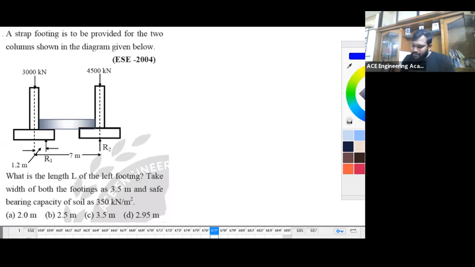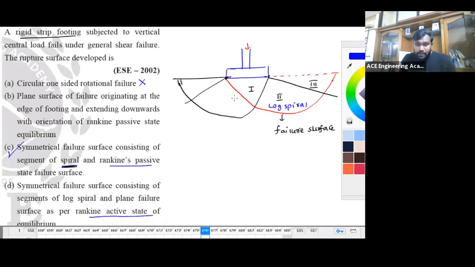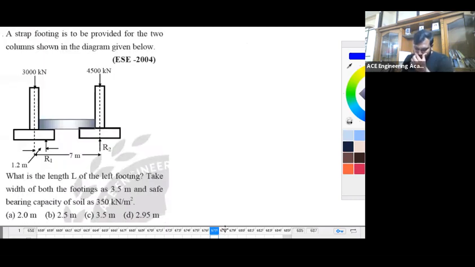It's not straight, my dear. It's a symmetrical failure on both sides. What is the length of the left footing? So the length of the left footing I am asking you. You observe over here, take width of both footings as 3.5. See that this is nothing but the left footing, right? So take width of both footings as 3.5 and safe bearing capacity as 350.